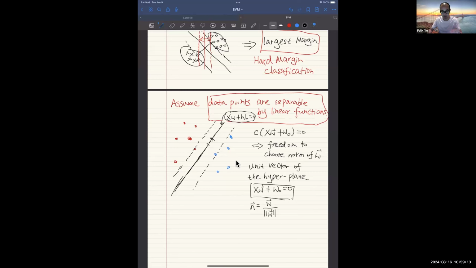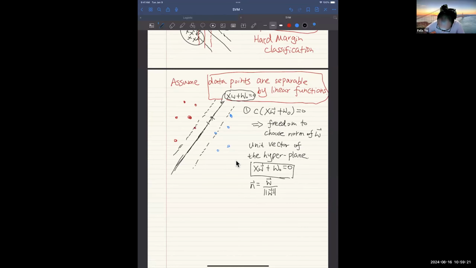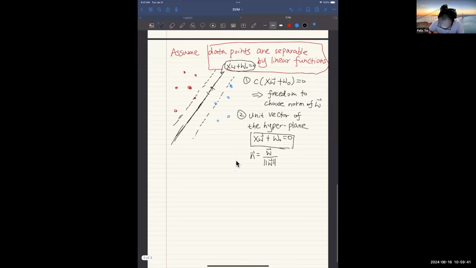Okay, so you can think about it this way. This is basically the unit length vector of the plane. So this is the first observation. This is the second observation. That means we can always normalize it, and for the hyperplane we have the freedom to choose the norm of w, and you can simply choose the norm of w to be 1 if you need it.